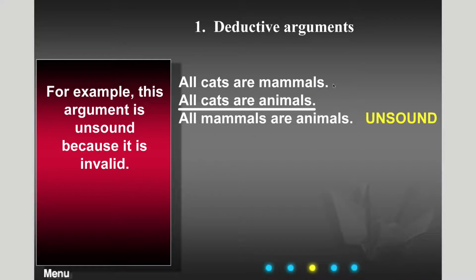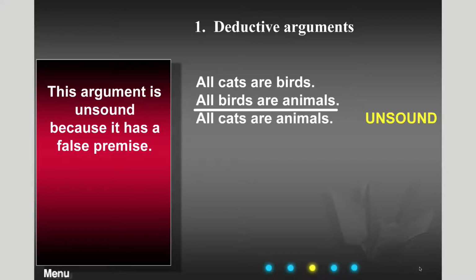All right? So, all cats are mammals, all cats are animals, therefore all mammals are animals. Now, we saw before that this is an invalid deductive argument. Just because all cats are mammals and all cats are animals, does that mean necessarily that all mammals are animals? No, indeed not. And so it is an unsound argument because it's invalid. So we go to step 1, we've already failed there, it's unsound.